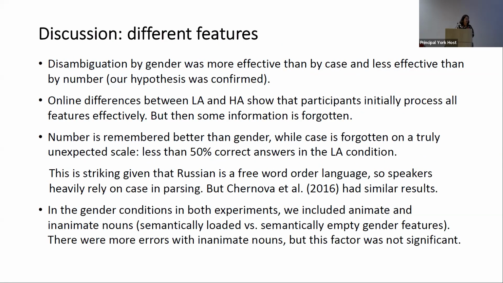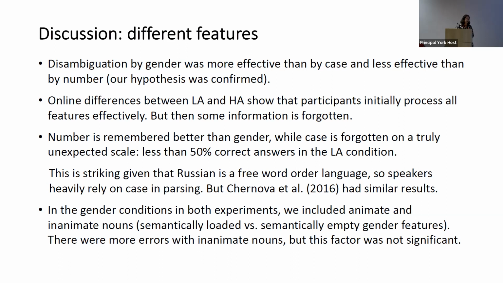So now let's look at different features. Disambiguation by gender was more effective than by case and less effective than by number. So our hypothesis was confirmed. Online differences between low attachment and high attachment sentences show that participants initially process all features effectively. So it's not that they miss the case or miss gender, or sometimes also miss the number of the nouns, because otherwise we would have no differences between low and high attachment sentences online. But then apparently some information is forgotten.